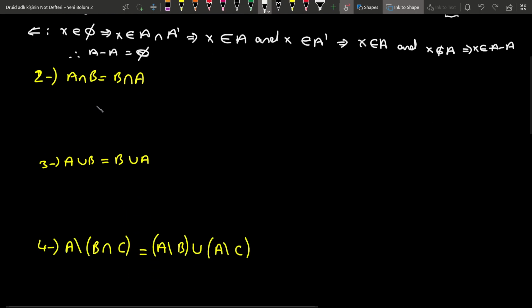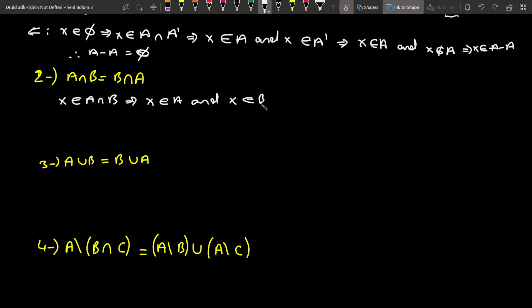We will always do the same thing. It's not a hard thing. So we're going to start here from the left. Let's start. X belongs to A intersection B. This means X belongs to A and X belongs to B. This means X belongs to B and X belongs to A. We can do this, right? Yep. Therefore, X belongs to B intersection A. We started with A intersection B, we finished with B intersection A. So this is correct. Let's do the same thing backwards.